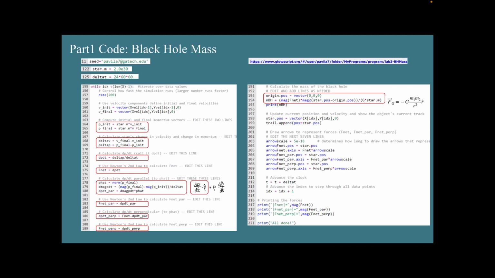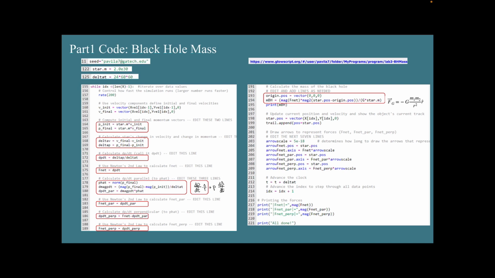The next step was to calculate force parallel, and I did this by using the first part of the formula I showed earlier, dP/dt times p hat. The norm function in VPython finds a unit vector, so I multiplied this value by the magnitude of dP/dt to get force parallel. Since we already calculated net force earlier in the code, I simply subtracted force parallel from net force to get force perpendicular, and to find the mass of the black hole, I rearranged Newton's law of universal gravitation to find one of the masses.